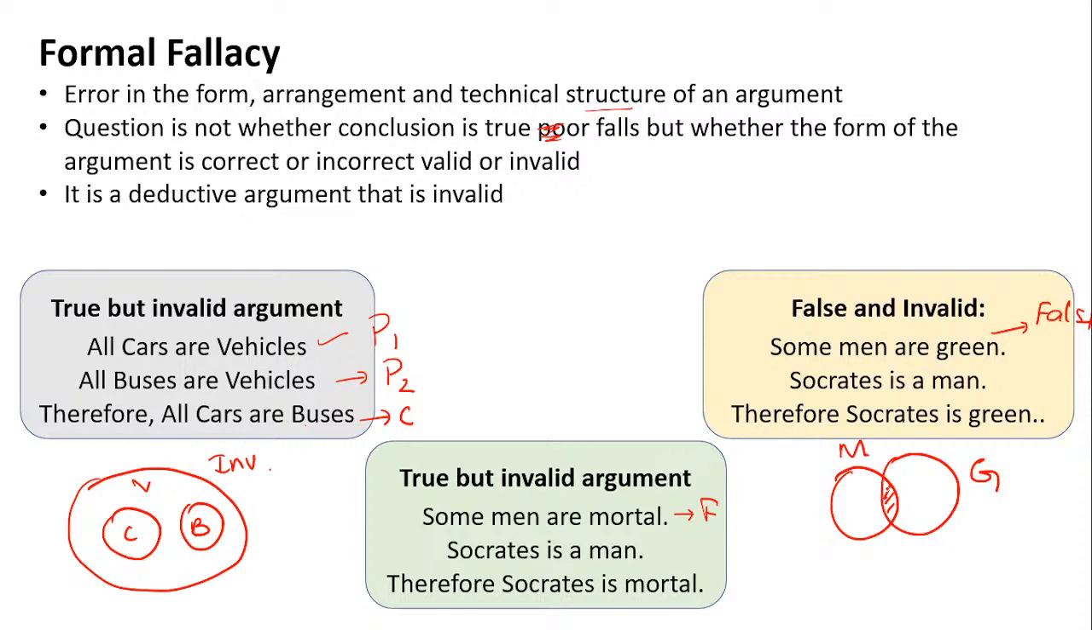Remember how to remember deductive argument, students? Deductive argument is DGP, and inductive argument is IPG, right? So saying that Socrates is green is a kind of formal fallacy. Now let's move on to another kind of fallacy, which is called informal fallacy.